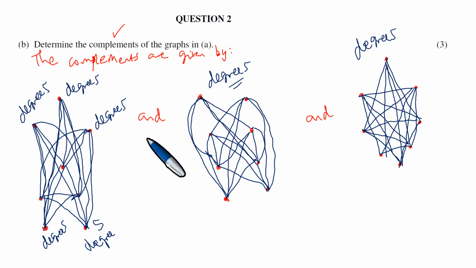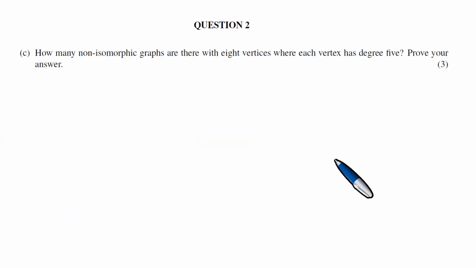And we need to determine the complements of the graphs in A, and these are roughly the complements. I know they're not very clear diagrams. You can use straight lines, so you need to use rulers to draw these as best as possible. Let's look at the next question.